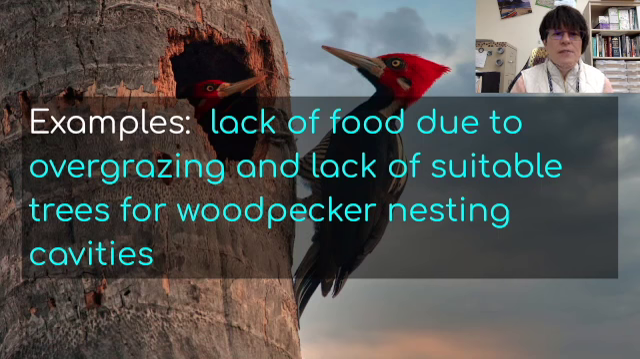Some examples are lack of food due to overgrazing. There are only a certain amount of animals that can graze on a land before animals will start to starve. Another example is lack of suitable trees for woodpecker nesting cavities. There are only so many trees in a forest that have a hole where a woodpecker can nest, and so the number of woodpeckers depends upon the number of those holes in trees.